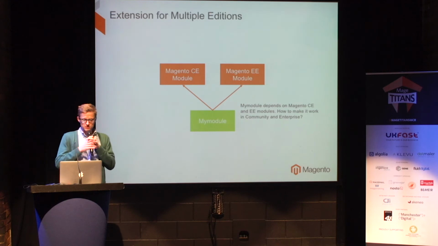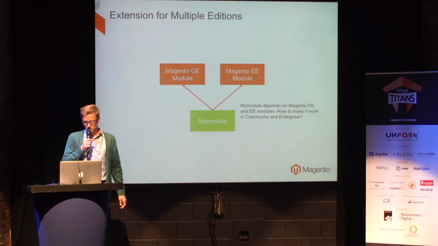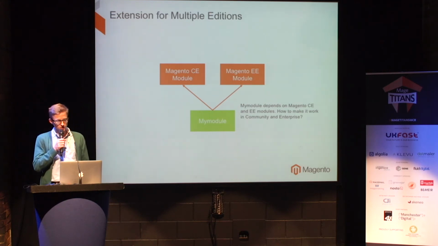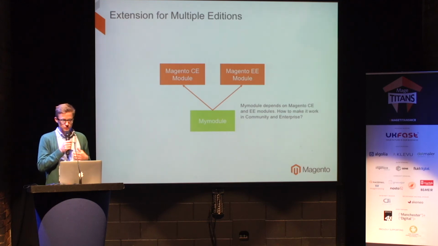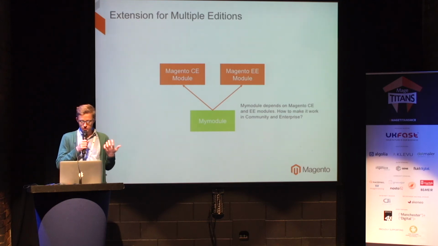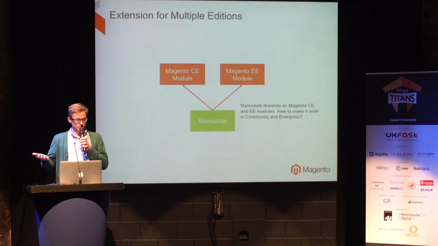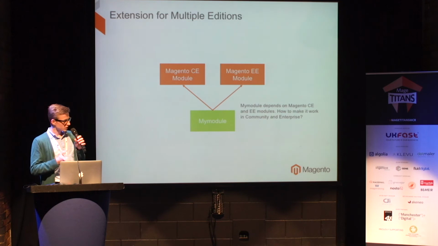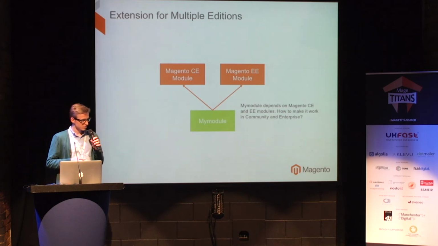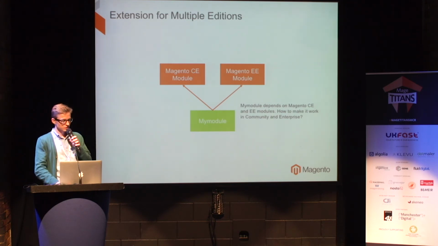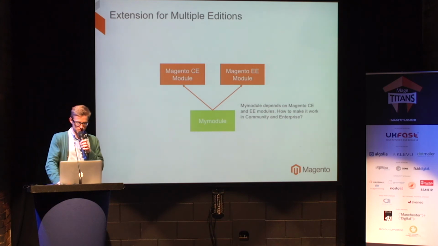Okay, dependencies in composer.json. Let's take a look at this example. Let's say that we want to write a module, and we want this module to work in Community and Enterprise Edition, and it has some dependencies on the Enterprise Edition API. If we put all of the dependencies in composer.json, this module simply will not install on Community Edition because it has a dependency on the Enterprise.